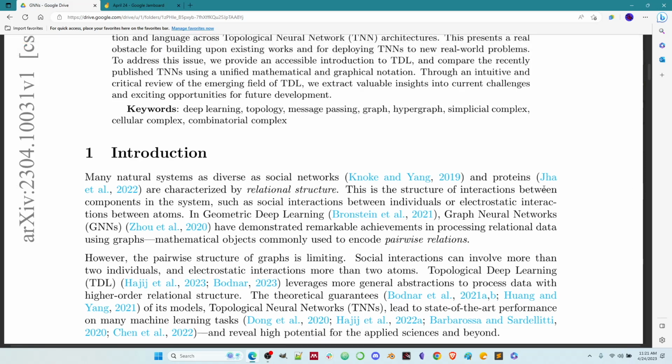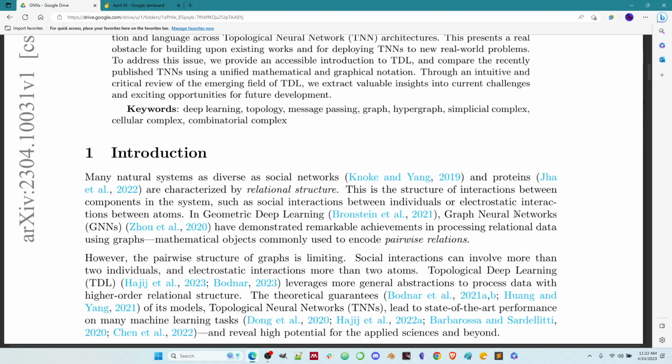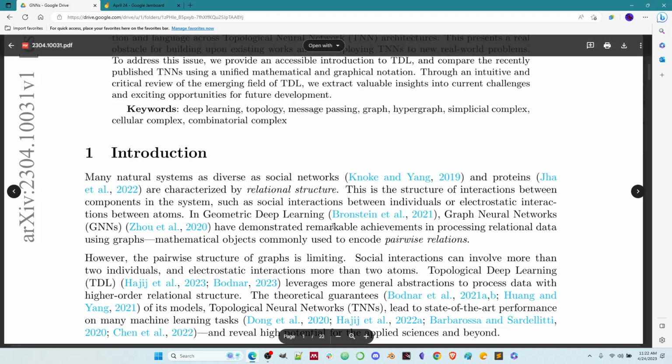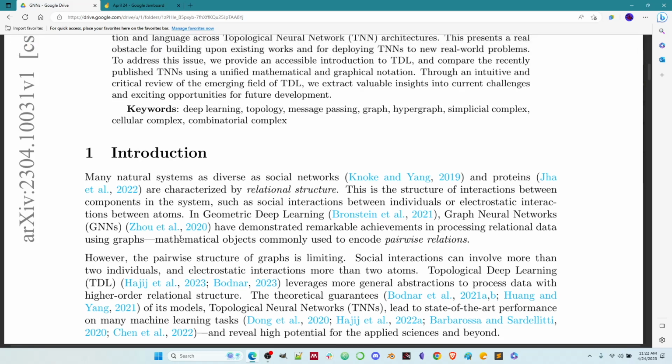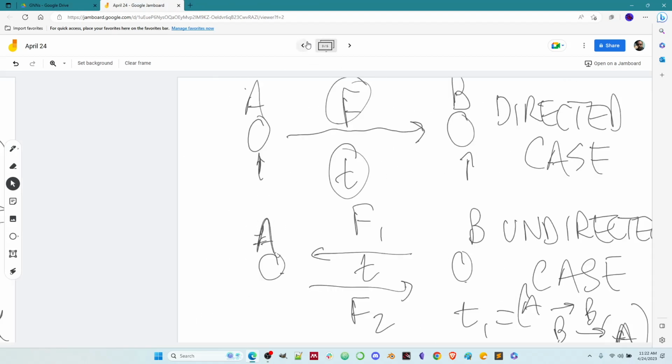This is the structure of interactions between components in a system. In geometric deep learning, graph neural networks have demonstrated remarkable achievements in processing relational data using graphs, and we think of these as mathematical objects commonly used to encode pairwise relations. So these pairwise relations are the thing that we see in the matrices.